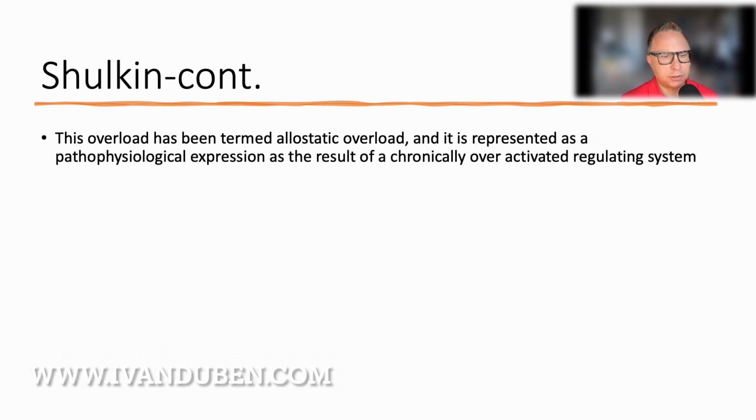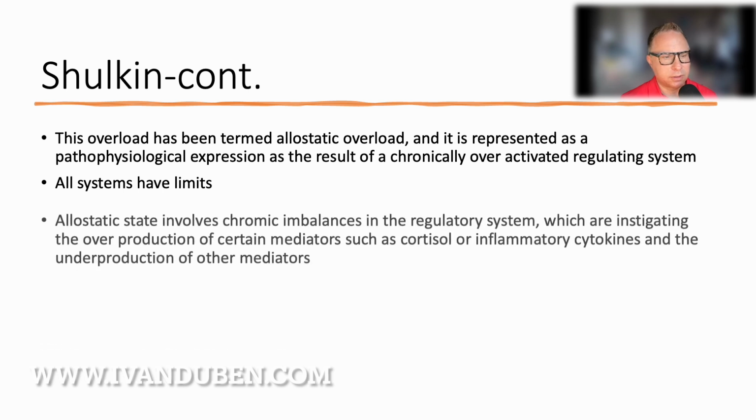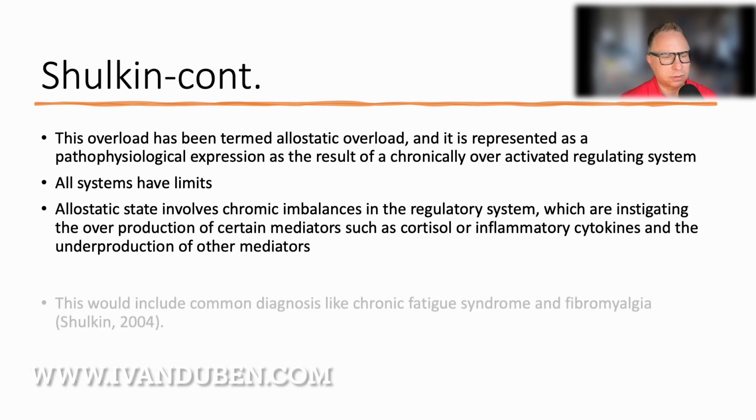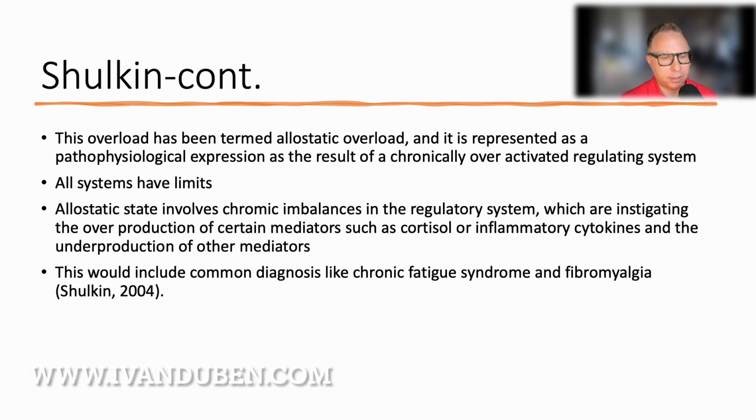This overload has been termed allostatic overload, and it is represented as a pathophysiological expression as the result of a chronically overactivated regulating system. All systems have limits. Allostatic state involves chronic imbalances in the regulatory systems, which are instigating the overproduction of certain mediators such as cortisol or inflammatory cytokines, and the underproduction of other mediators. This would include common diagnoses like chronic fatigue syndrome and fibromyalgia. Again, that's coming from Shulkin.